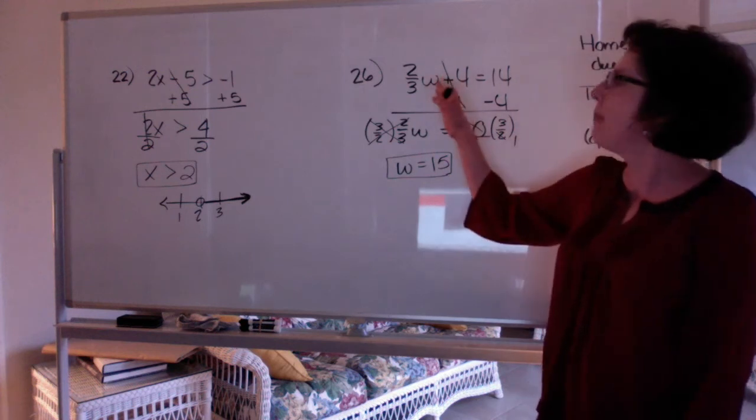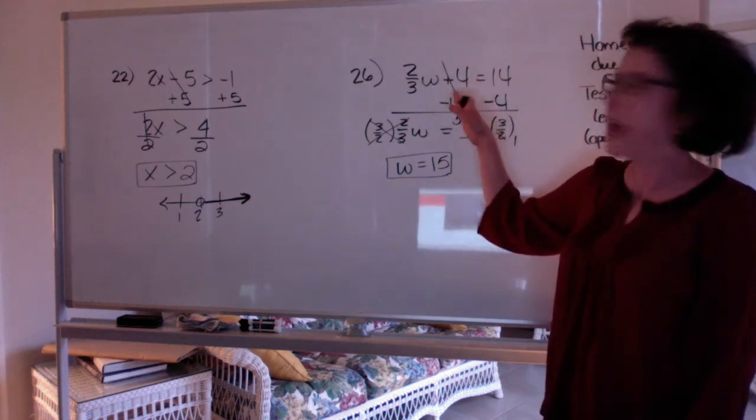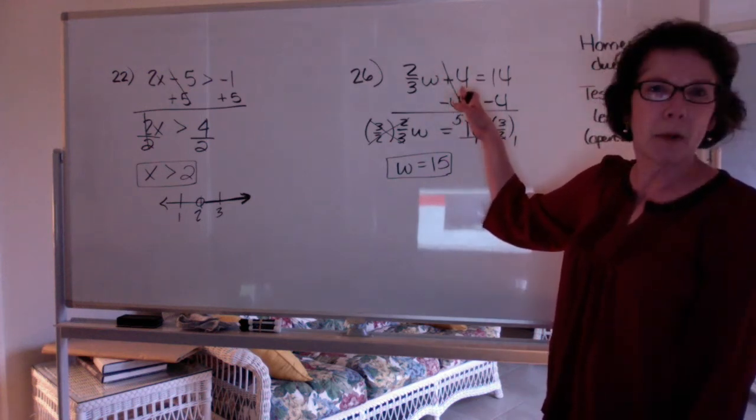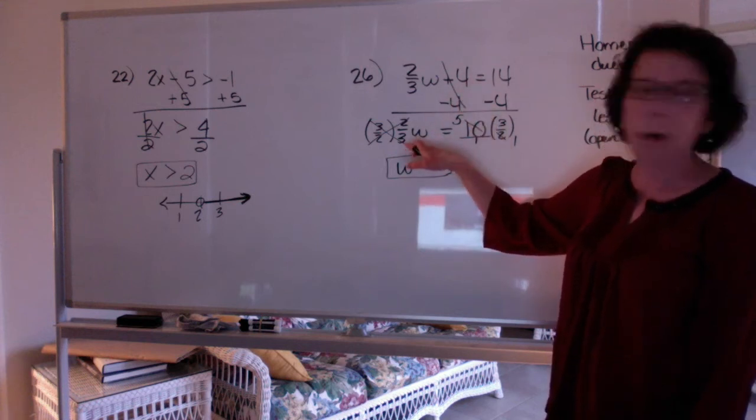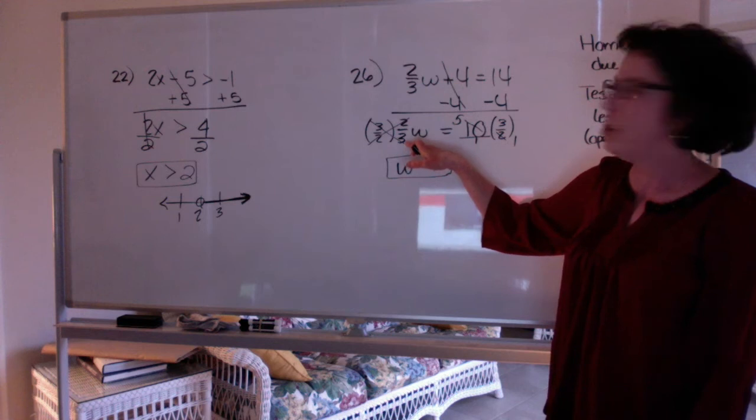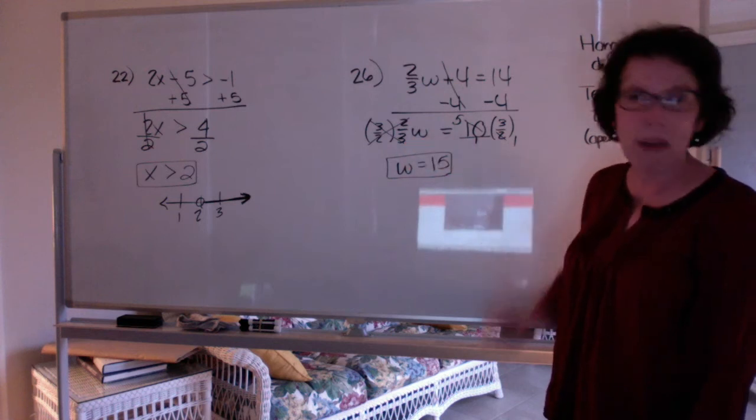Look on the side with the variable, first add or subtract to eliminate this number, okay? And then either divide or multiply by a reciprocal to get your final answer.